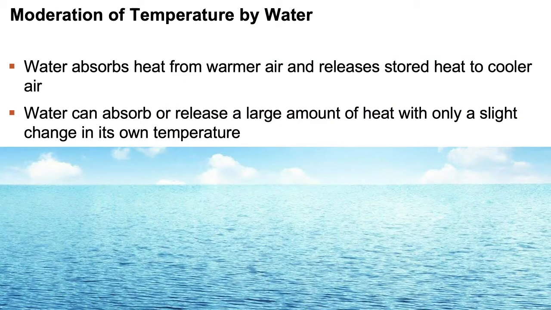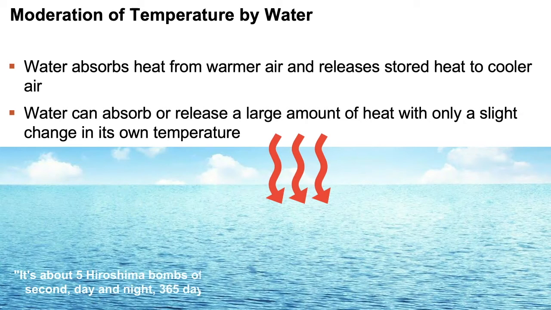Emergent property number 2 is the moderation of temperature. For this one, we need to revisit our oceans. Did you know that oceans absorb 90% of all heat that humans are adding into the atmosphere? In fact, 2019 was the hottest year recorded for our world's oceans. John Abram, an engineering professor specializing in thermal sciences at the University of St. Thomas, stated, "It's about 5 Hiroshima bombs of heat every second, day and night, 365 days a year."